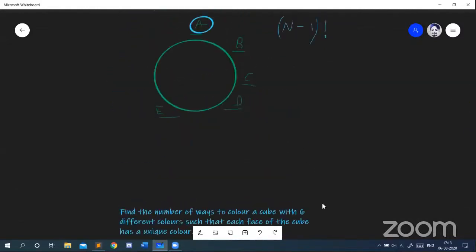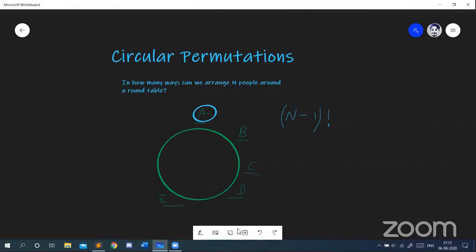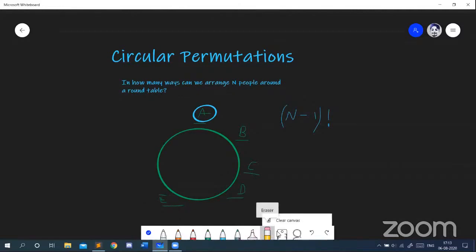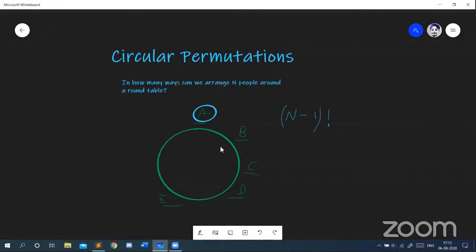Yeah, sure, I'll explain it again. So what I'm saying is, you have to arrange n people around a table, right? So suppose these people are A, B, C, D, and E. Suppose we have just 5 people. And I just drew it a little badly. Assume these are equally spaced around the circle, right?